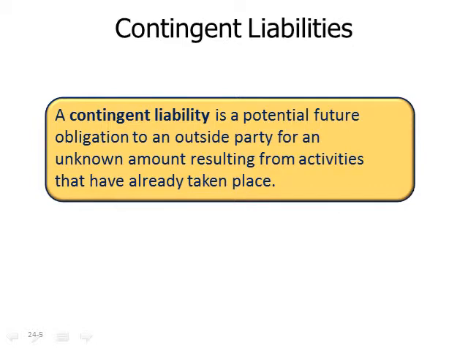So as we see here, a contingent liability is defined as a potential future obligation to an outside party for an unknown amount resulting from activities that have already taken place. So 3 conditions are required for a contingent liability to exist. First, there's a potential future payment to an outside party or the impairment of an asset that resulted from an existing condition. Secondly, there is uncertainty about the amount of a future payment or impairment. Thirdly, the outcome will be resolved by some future event or events.